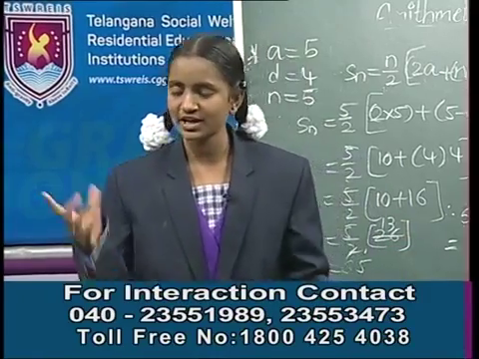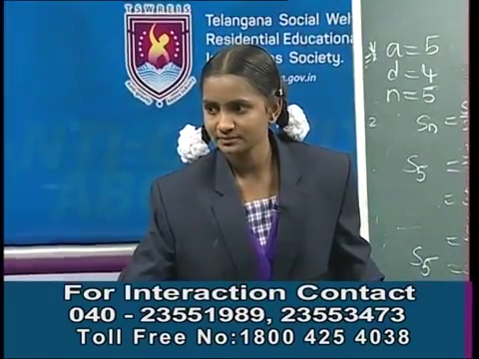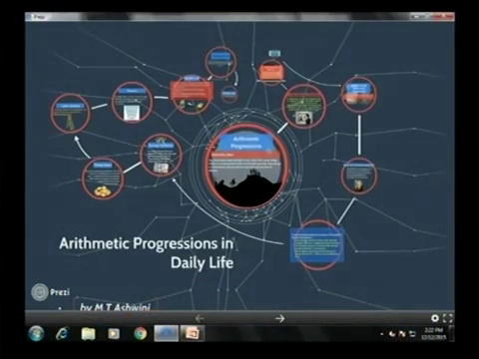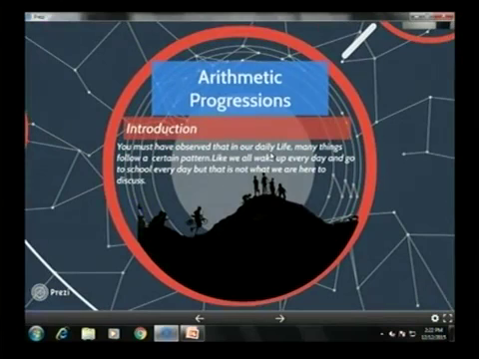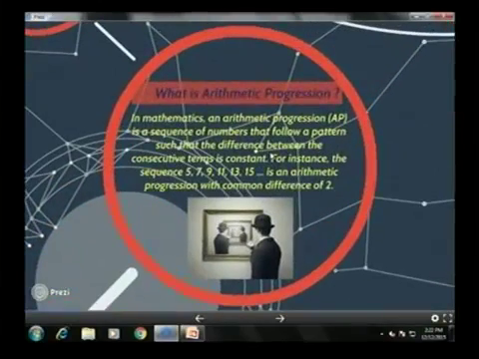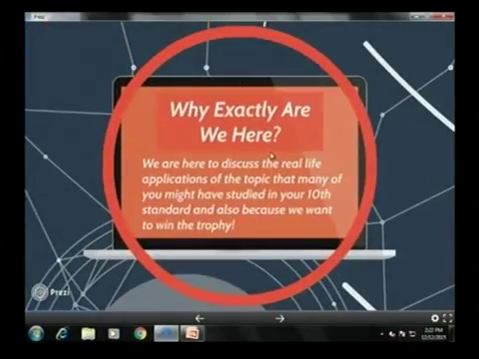Now, let us go to the applications of an arithmetic progression. These are the applications where we use an arithmetic progression in our daily life. An arithmetic progression is a pattern, and in our daily life we observe patterns such as in a maize corn, etc. And what is an arithmetic progression? Yes, an arithmetic progression is a sequence of numbers, and here we are going to discuss the topic, that is, arithmetic progression.